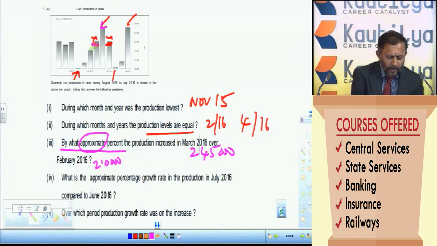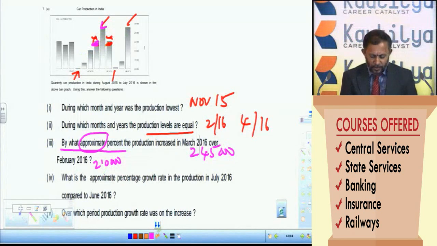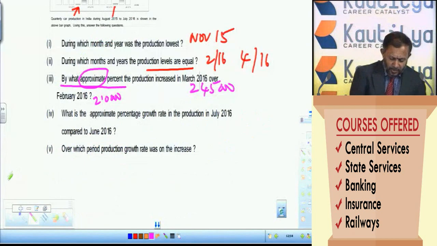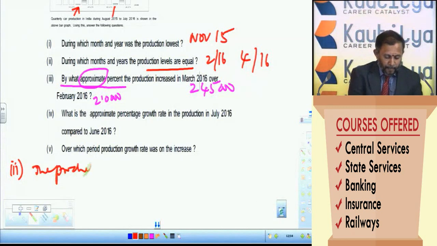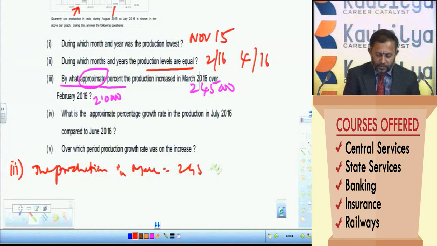So in the month of February, that is 2,10,000. In the month of March, that is 2,45,000. While attempting question number 3, you have to mention it in detail. What you observed must be expressed on paper like that. The production in the month of March is equal to 2,45,000 units, and the production in the month of February is equal to 2,10,000.